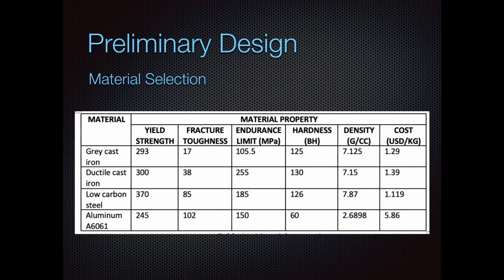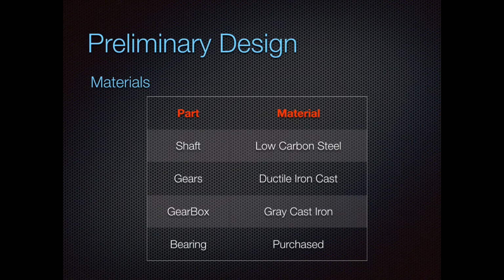The following properties were inputted into the material selection program called CES, and the table below shows the properties of the materials that passed the selection criteria. We ended up using the materials that you can see in the next slide, which are: shaft, low carbon steel; gears, ductile iron casting; gearbox, gray cast iron; and then the bearings were purchased.